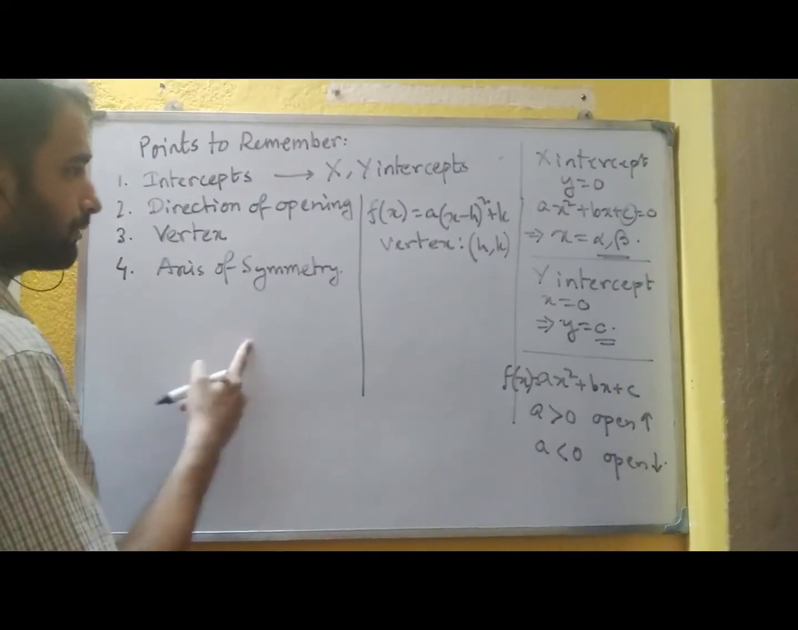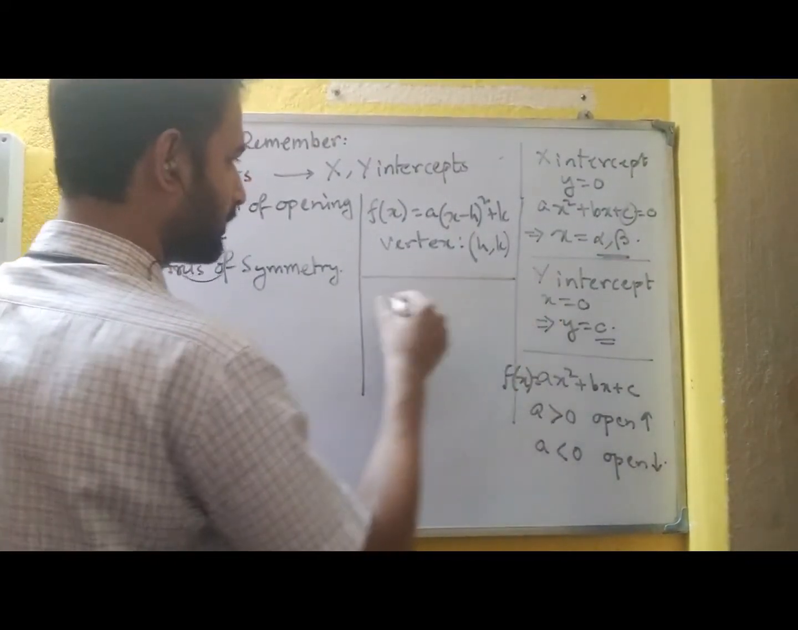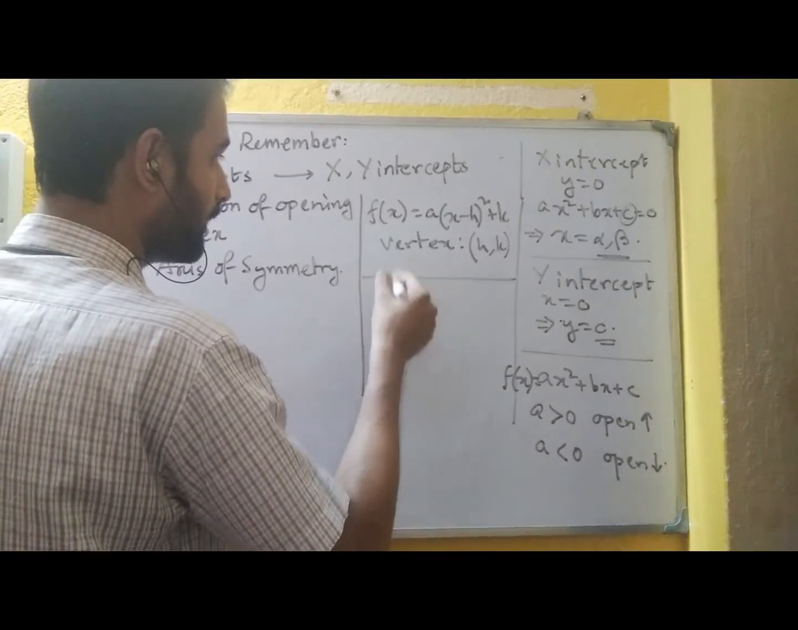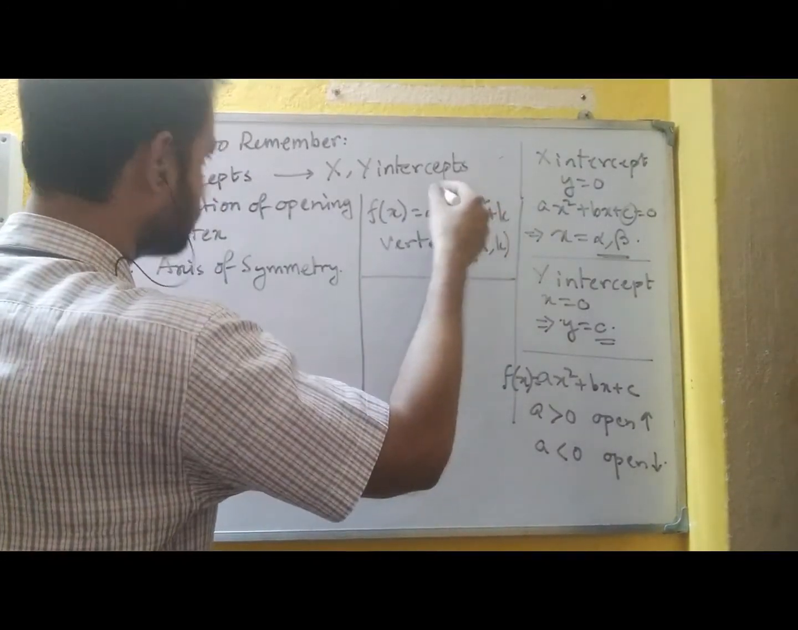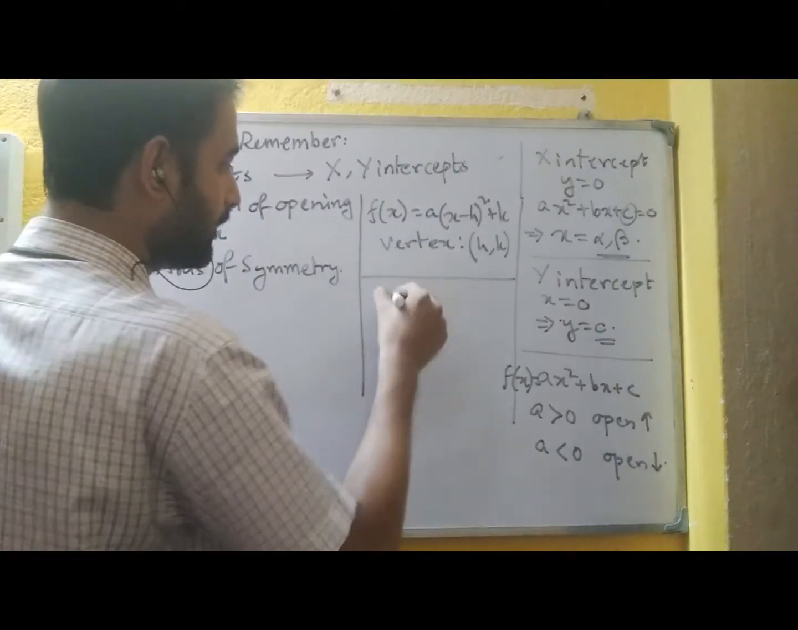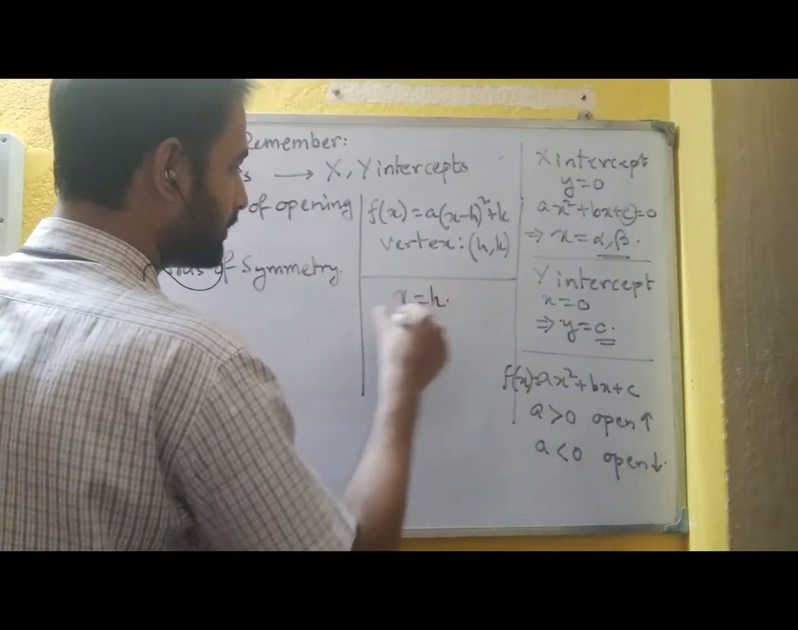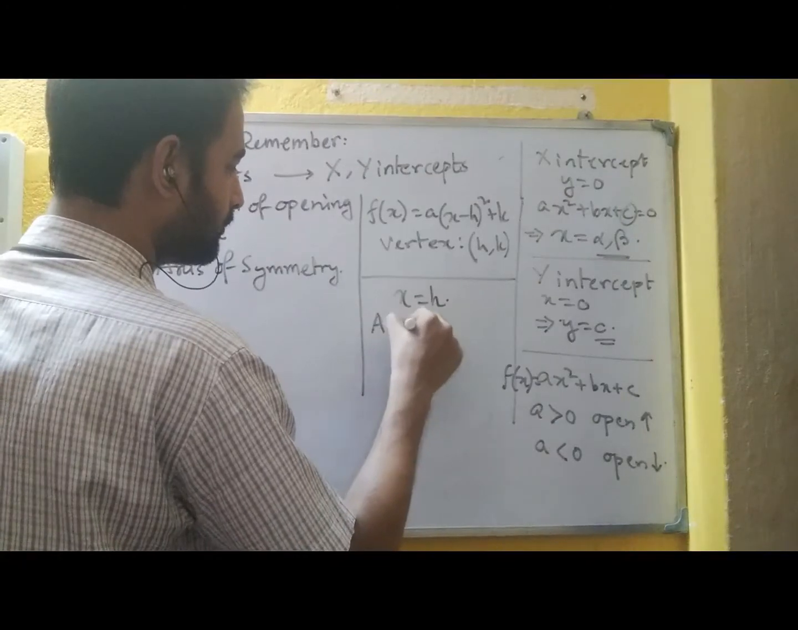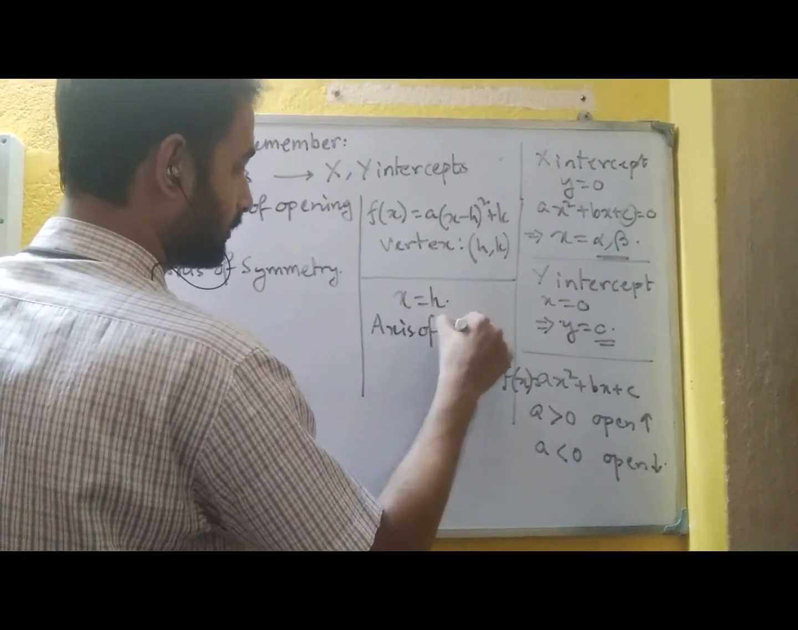And finally, it is the axis of symmetry. Axis of symmetry means when you are expressing the quadratic in this form, a into (x minus h) whole square plus k, then the line x equals h gives the axis of symmetry.